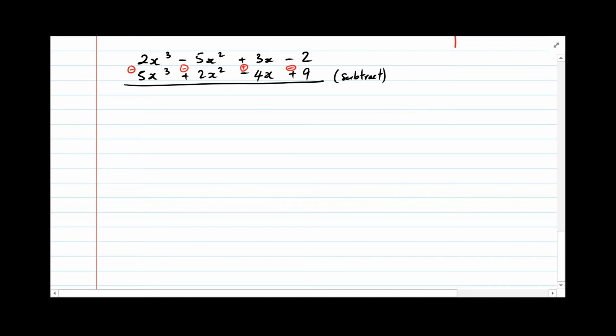Combining like terms, all the cubes, all the squares, all the x's, and all the constants, I get 2 minus 5 is negative 3x cubed. Minus 5 minus 2 would be minus 7x squared. 3 plus 4 is positive 7x, and minus 11.